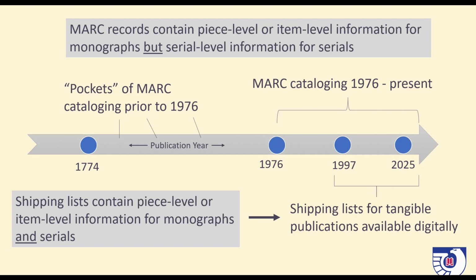Contrast that, if you look down below, you can see that we have shipping list metadata going back to 1997. Now, shipping lists do go back prior to 1997, but we don't have them available in a digital format until 1997. That shipping list, though, this is where it comes in handy. It contains piece level or item level information for both monographs and serials, because obviously if you're shipping something out in a box, we needed to know, hey, the September issue is being shipped out in this box, and the November issue is being shipped out in this box, and so on. So in this case, this is one of those weird cases where shipping list information can work well with MarcRecord information.